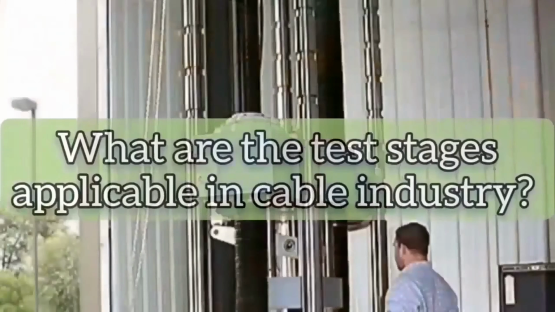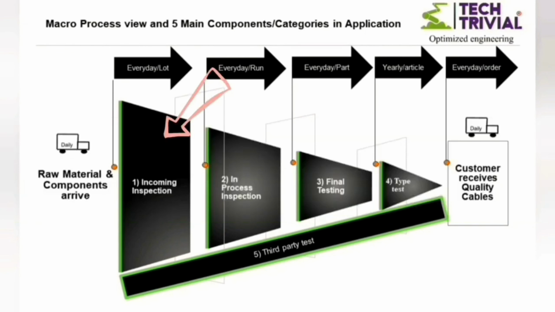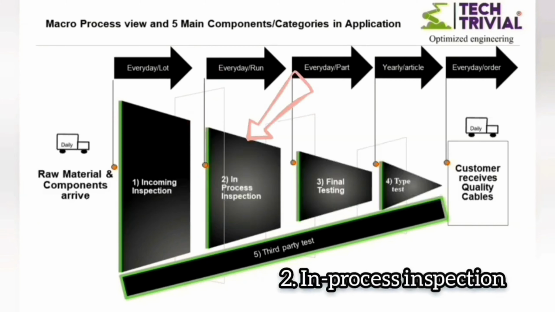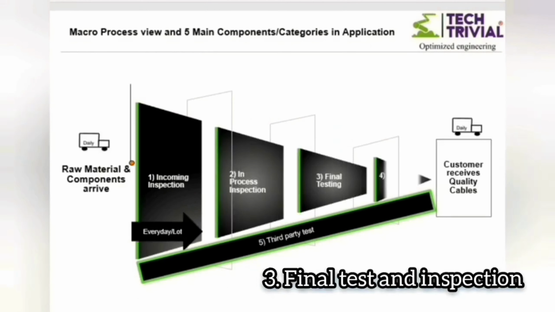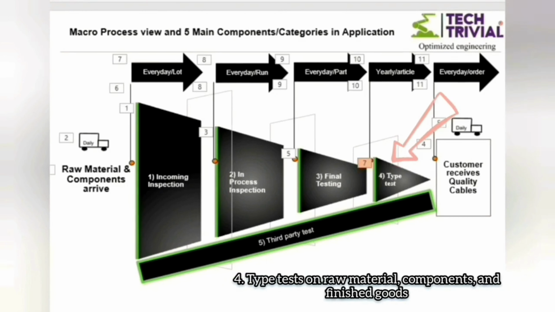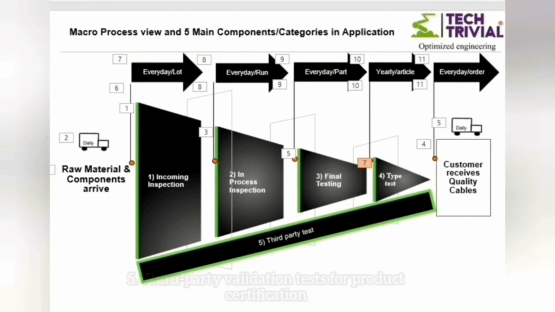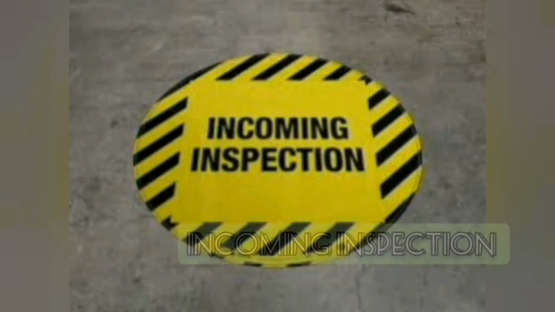What are the test stages applicable in the cable industry? 1. Incoming inspection. 2. In-process inspection. 3. Final test and inspection. 4. Type tests on raw material, components, and finished goods. 5. Third-party validation tests for product certification.